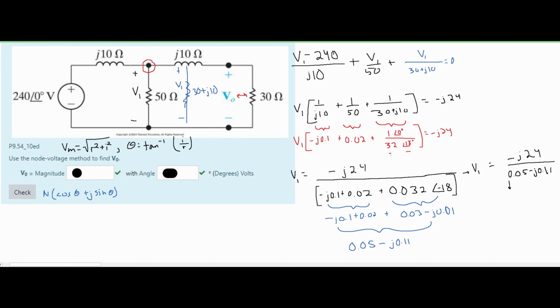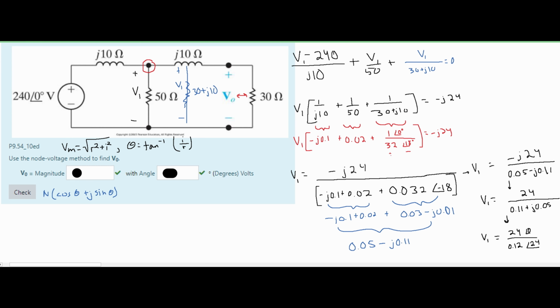Now with a little bit of clever rewriting, we can say that our V1 is equal to 24, and then move our j to the denominator by switching it to a positive j. And if we do this, we're going to have a 0.11 plus j times 0.05. And now we are going to convert these both into the polar form, so that way we may divide them. And from this, we're going to get approximately 0.12 with an angle of 24 degrees.